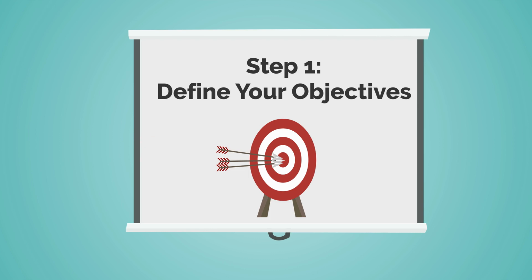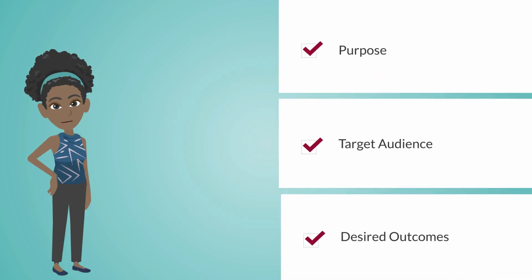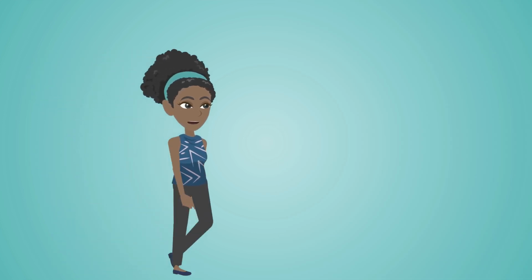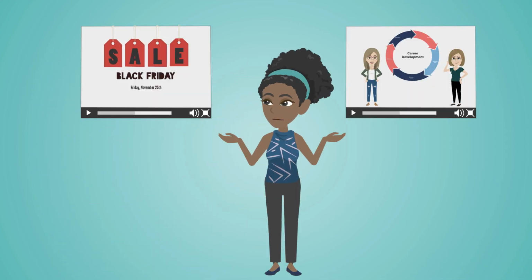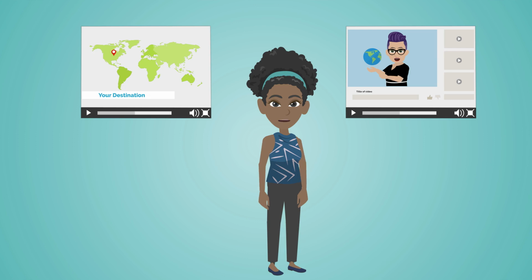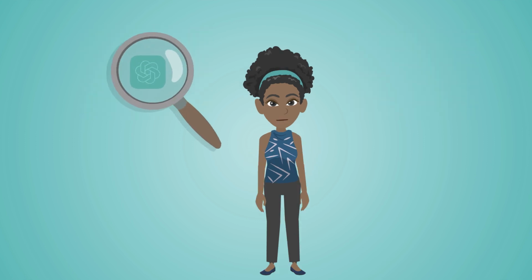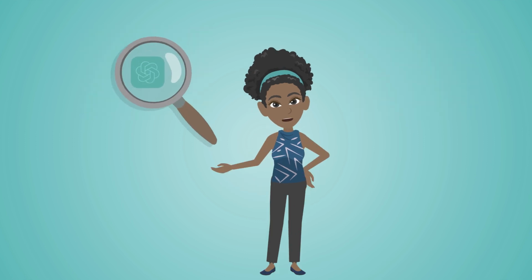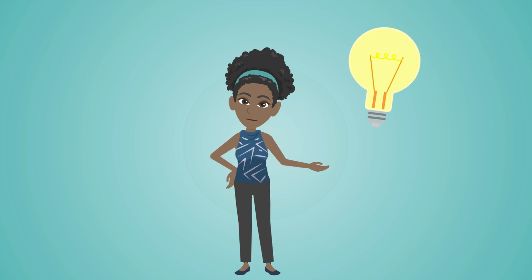Step 1. Define your objectives. Begin by clarifying your video's purpose, target audience, and desired outcomes. Determine whether you want to create an informative video for training, a promotional piece, a tutorial video, or something else. This will help you focus your conversation with ChatGPT and generate relevant ideas.